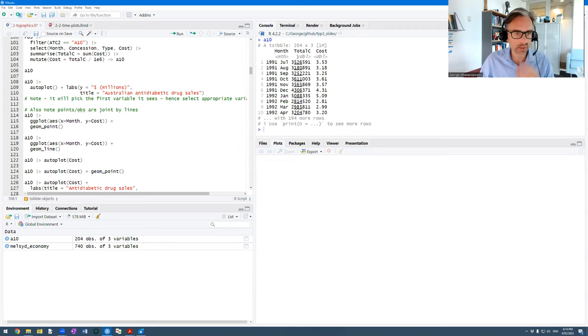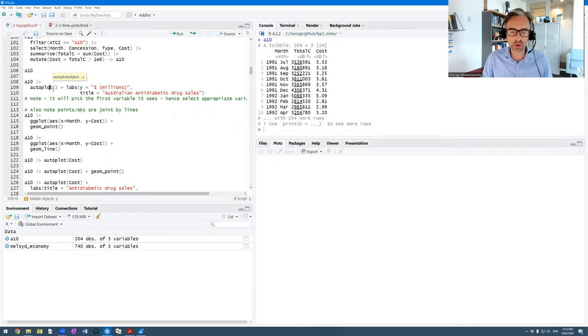It contains three columns: the time index Month, and then we have TotalC, which is the total cost of antidiabetic drugs per month, and Cost, which is TotalC divided by a million, if you remember how we constructed this tsibble previously. The way we plot a time series would be to use the autoplot function. Now, the autoplot function is a smart inbuilt function. Under its hood, it's got ggplot.